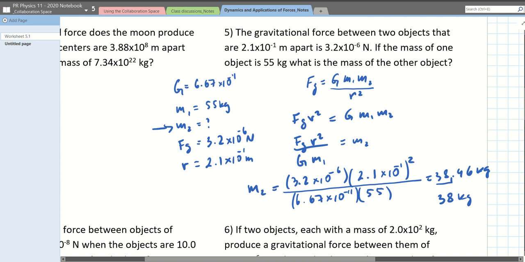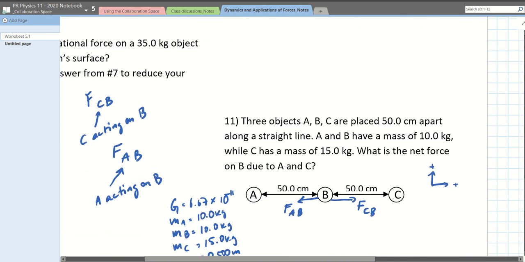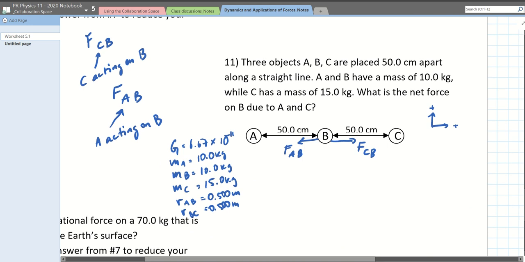Now the last question people asked me for was number 11. So number 11, let's read this out first. I have 3 objects, A, B, and C. They're placed 50 centimeters apart, so that's 0.5 meters along a straight line. I don't know what they're placed on, but they're the same distance apart. A and B have a mass of 10 kilograms, while C has a mass of 15 kilograms. What is the net force on B, the object in the middle? Object A exerts a force of attraction and object C exerts a force of attraction on the object in the middle.